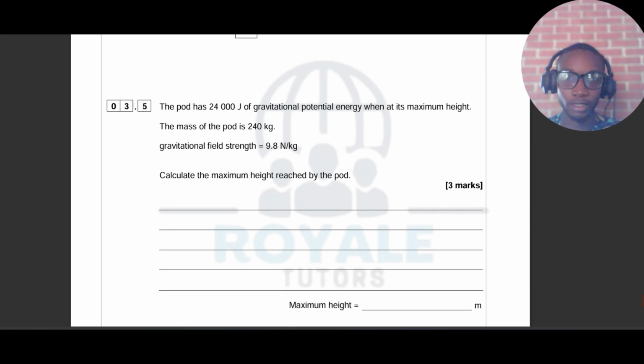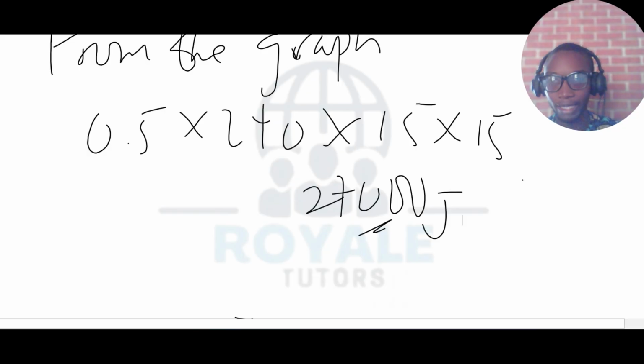Now, another question says, the pod has 24,000 joules of gravitational potential energy when it is at maximum height. The mass of the pod is 240. Gravitational field strength is 9.8 Newton per kilogram. Calculate the maximum height reached by the pod. So here we already have the energy, the mass, and the gravitational field strength, but now we're asked to calculate the height. So how exactly do we go about that?